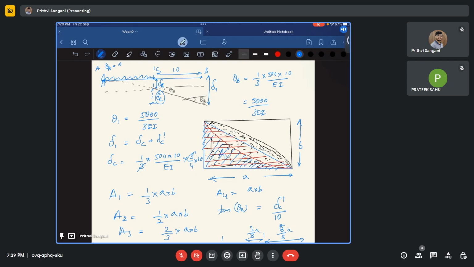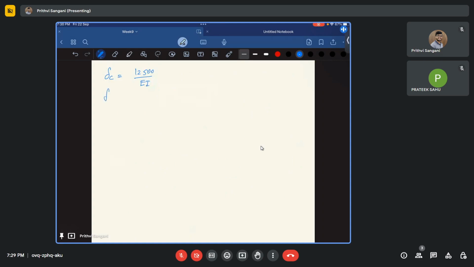In structural analysis problems, we always deal with very small deformations, very small displacements, or very small slopes. So tan theta B can be approximated as theta B. Tan theta B is approximately equal to theta B. So delta C prime by 10 gives delta C prime is theta B times 10.